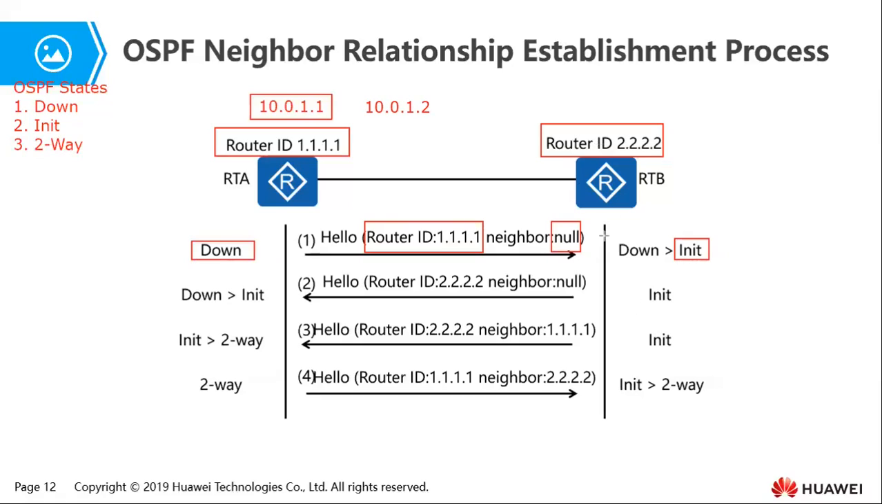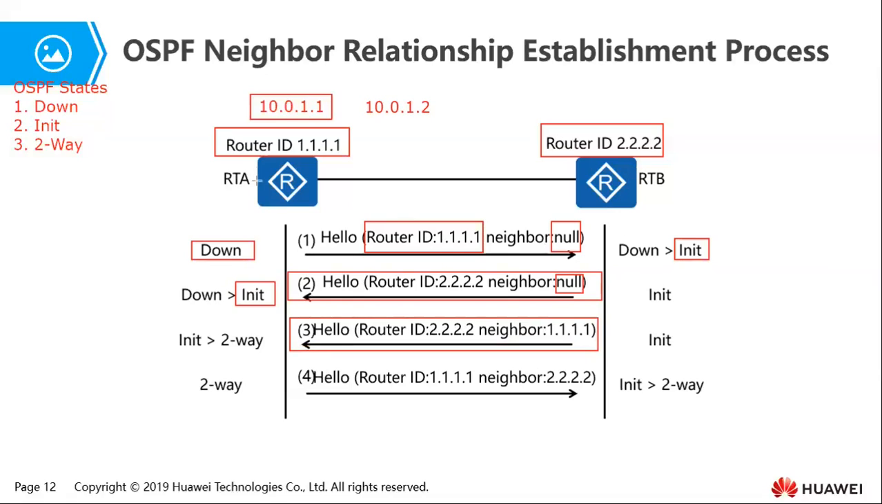Now, at almost the same time, RTB will also send a hello packet to RTA. It sent this hello packet before it received this one maybe. So it does not know any neighbor. So the neighbor list is also empty. So when RTA receives that particular packet, it will also transit to the init or initial state.